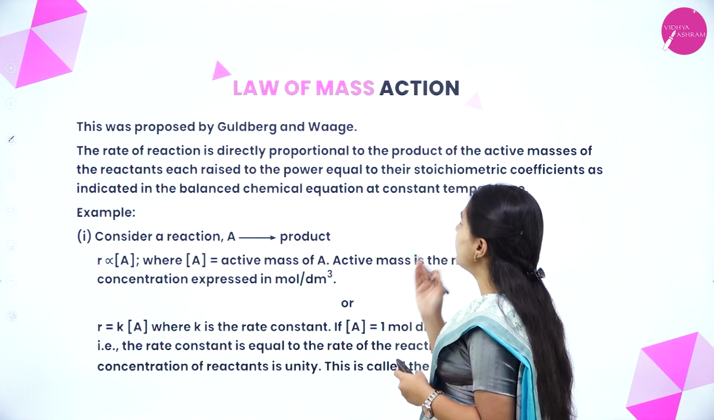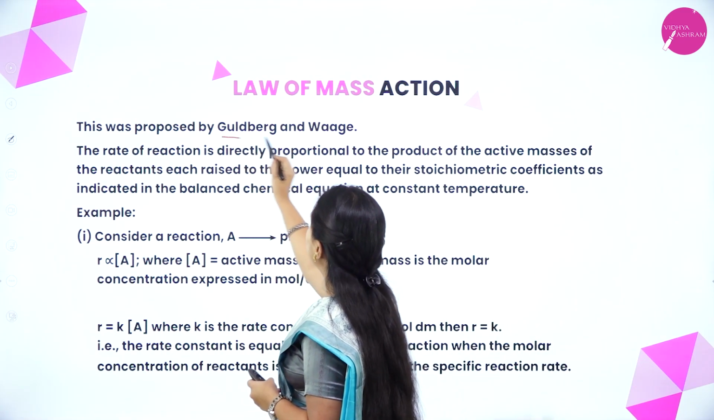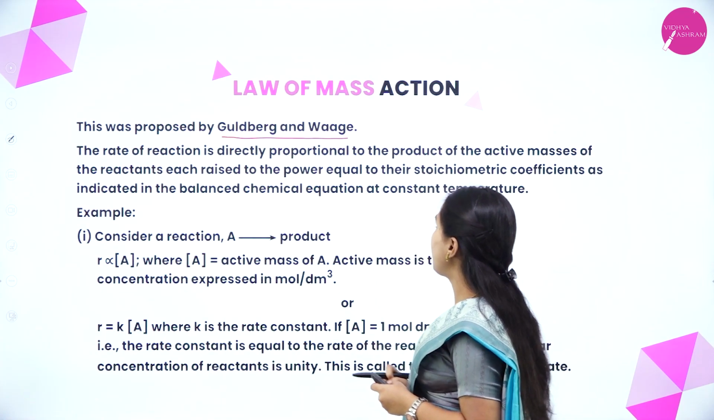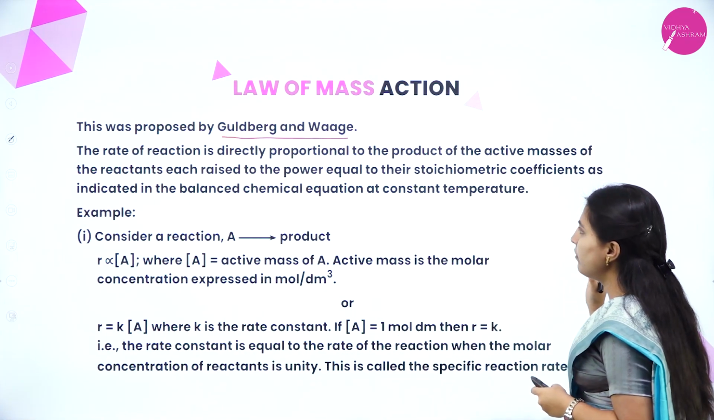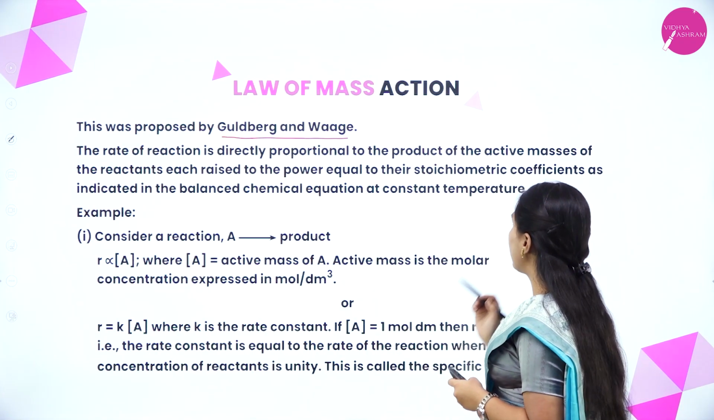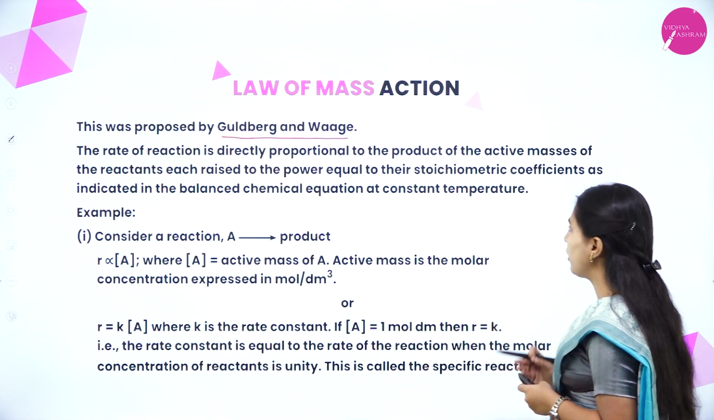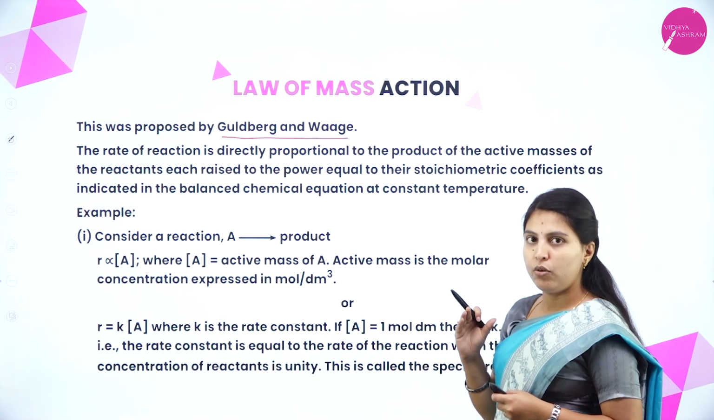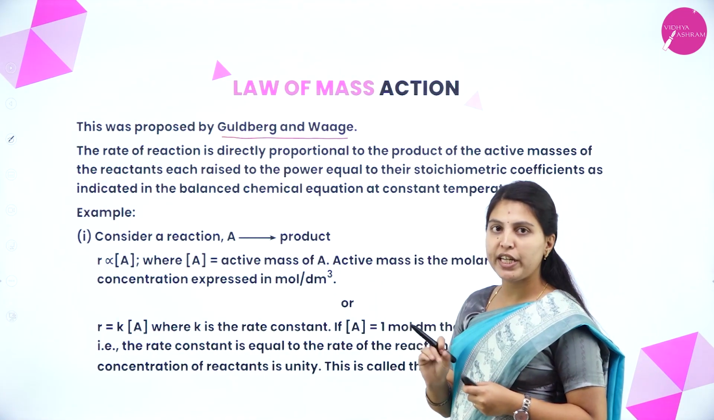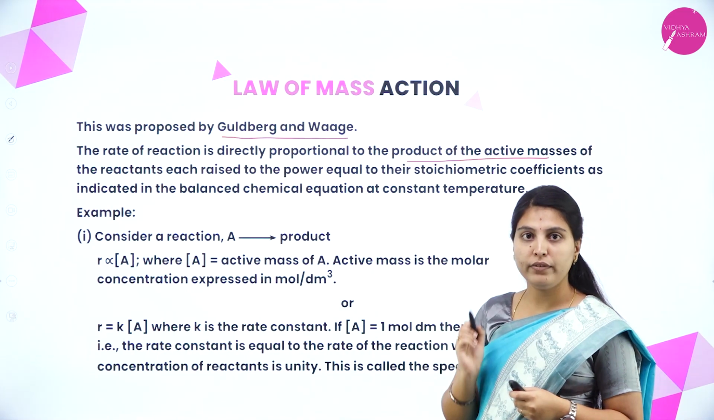Next, law of mass action. This was proposed by Guldberg and Waage. The rate of reaction is directly proportional to the product of active masses of the reactants, each raised to the power equal to their stoichiometric coefficients as indicated in the balanced chemical equation at constant temperature. What they are telling, in this statement of the law of mass action, is that the rate of reaction is directly proportional to the product of the active masses of reactants.